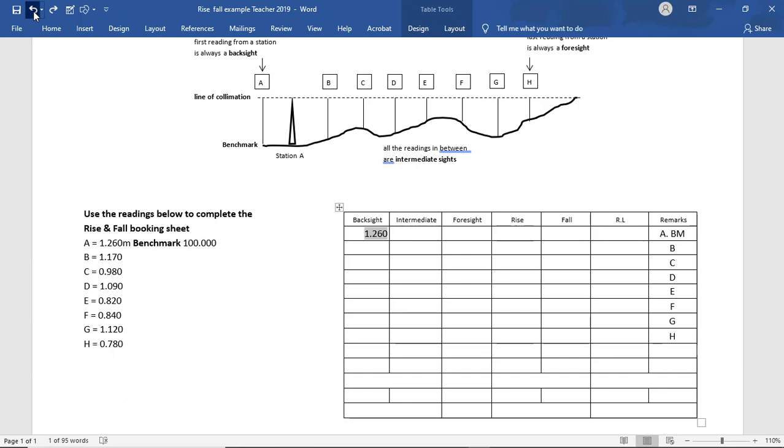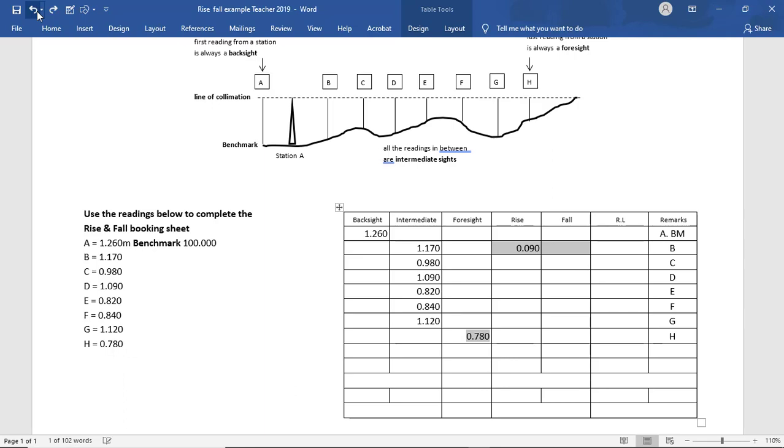Then the other readings, except for the last one, are intermediate sights. Then we have the last one, which is the foresight. So the first reading is always the backsight, the last reading is always the foresight, and everything in between is the intermediate sight. Then we have to determine whether they're rises or falls.